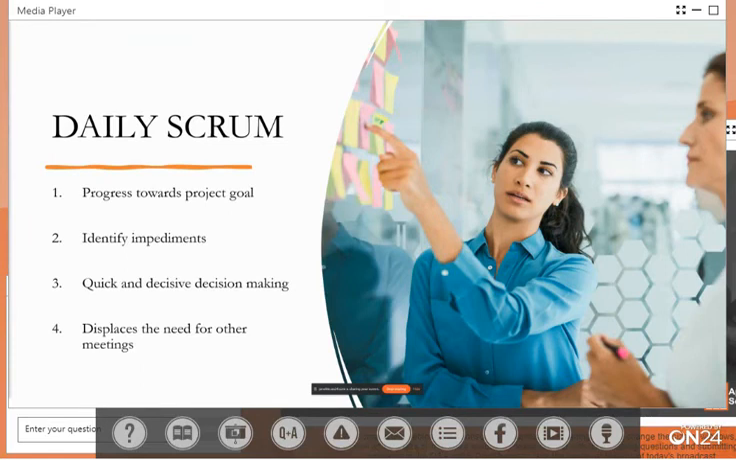Second, you identify any roadblocks that have emerged. And this is a really powerful thing, right? If you're stuck, why are you stuck? And alert the people that can help you get unstuck. So the daily scrum is the place where that should happen.